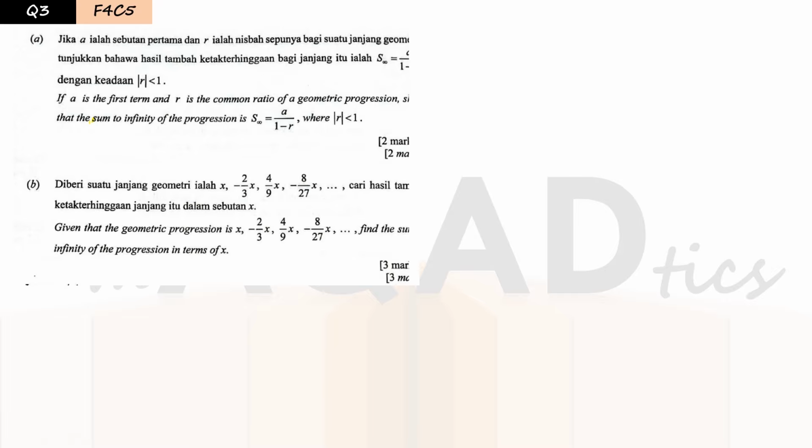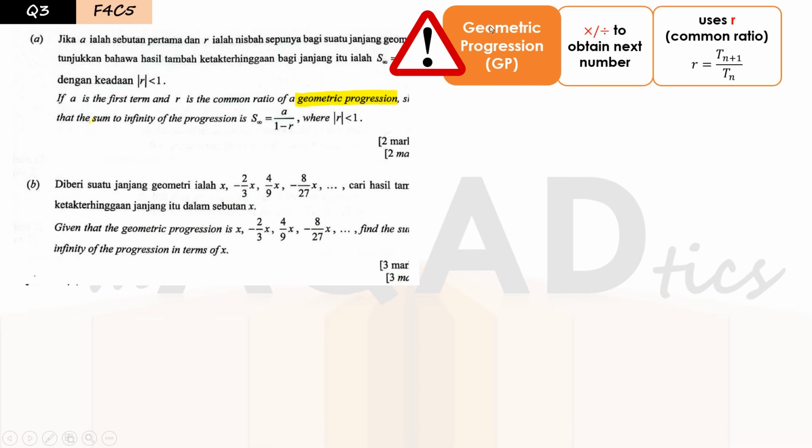Question 3 focuses on progressions, and in part A, we are focusing on a geometric progression, right? So let us recall what a geometric progression is. A geometric progression is a sequence of numbers where, if we want to find the next number, we can either multiply or divide by a value, and usually the value is r. A quick example: let's say we start off with 2.